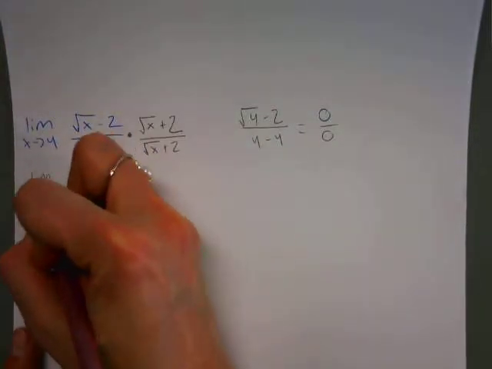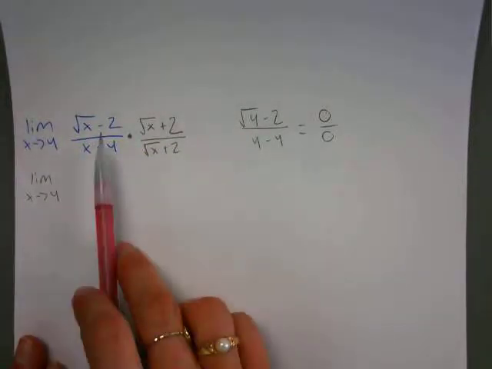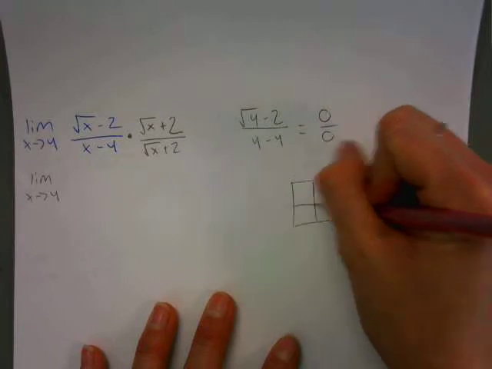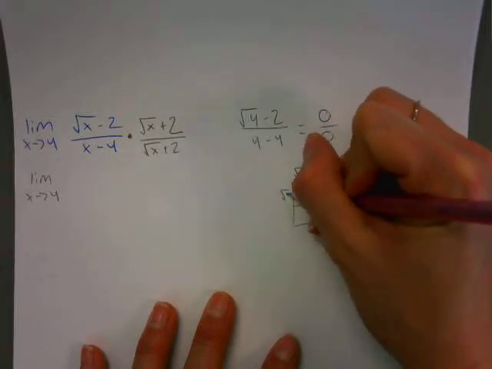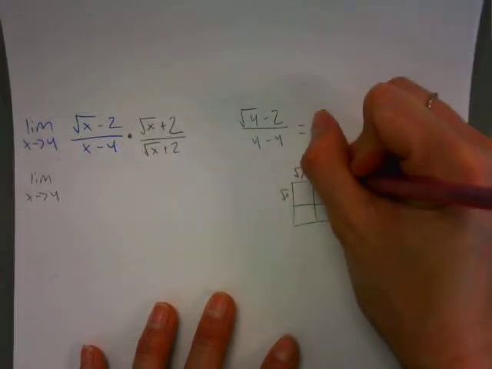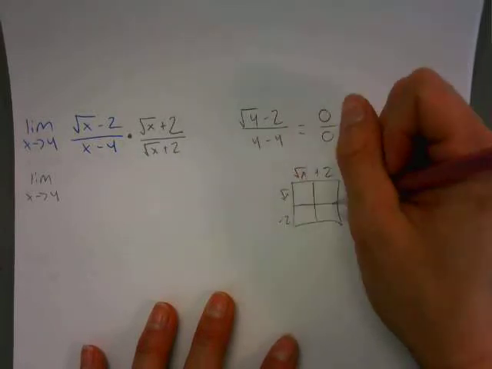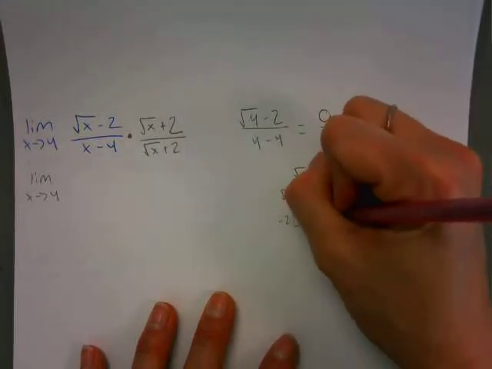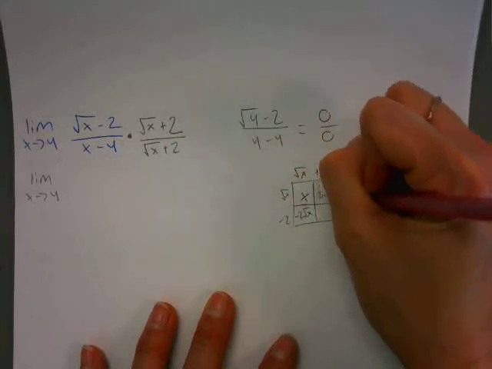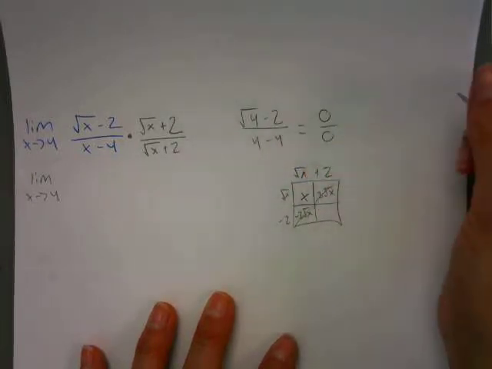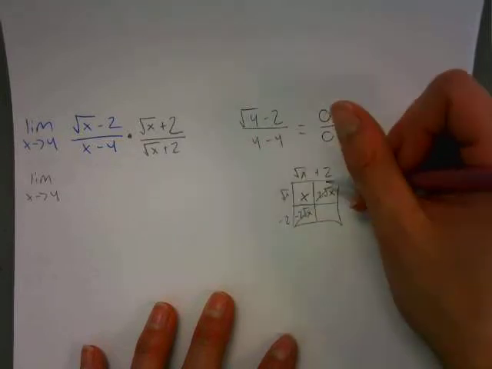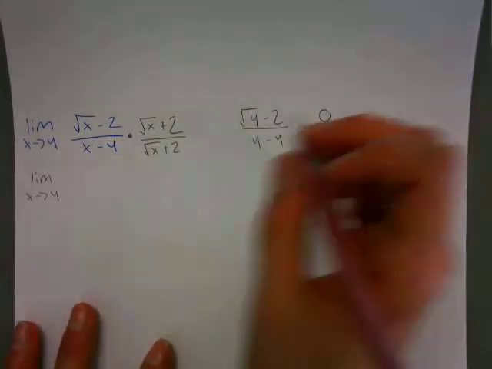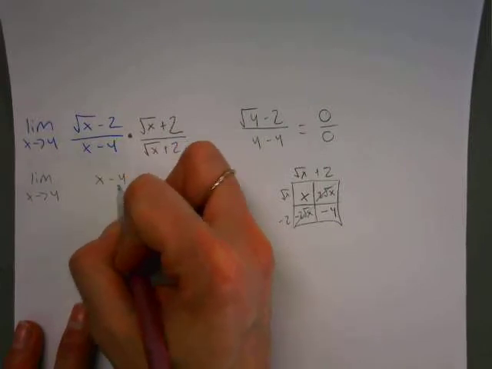I've got the limit as x approaches 4. On the top, because I'm multiplying opposites right here, what happens when I multiply those together is pretty cool. We end up with root x times root x, which is root x squared, or just x, a minus 2 root x, and a plus 2 root x, which are going to cancel each other out when we add these together, and negative 2 times 2 is negative 4. So we end up with just kind of a difference of squares here, x minus 4.